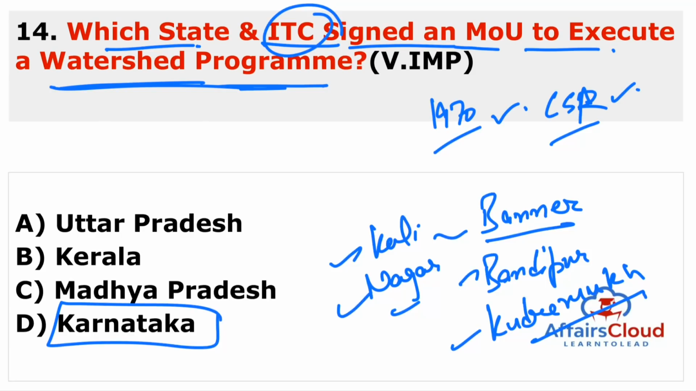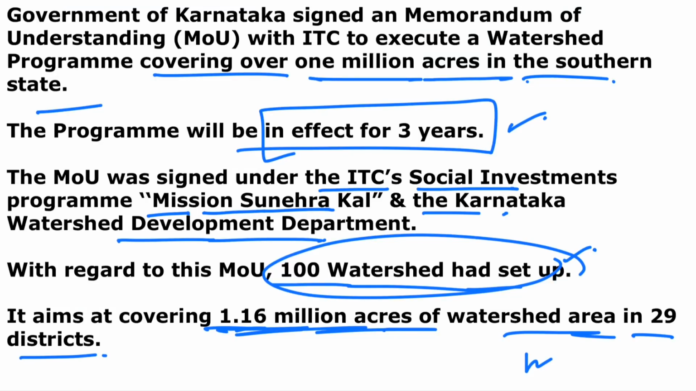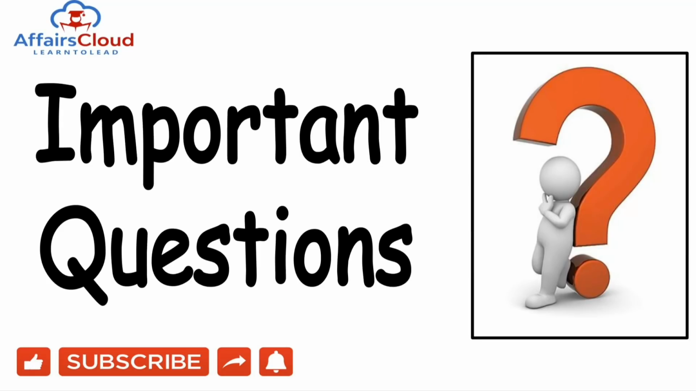And who is the Chief Minister? The Chief Minister of Karnataka is Yediyurappa ji. Remember, the Chief Minister is Yediyurappa ji. And who is the Governor? The Governor is Vajubhai Vala. So you have to remember all this information about Karnataka, and with ITC they are launching the watershed program so that they can conserve water. Simple. Now we can move to the next section.